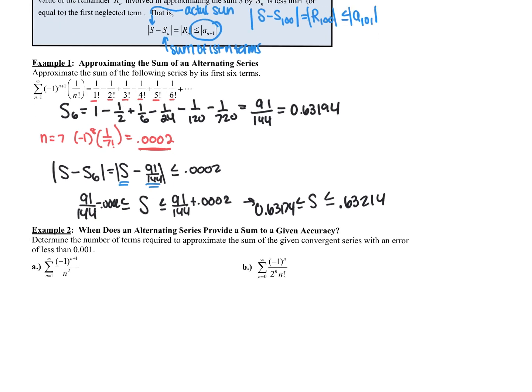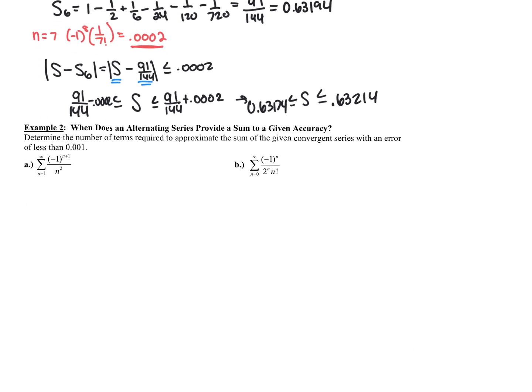Okay, so now let's look at another similar type of question here. We might sometimes want to know, okay, how many terms do we need to use to approximate the sum with a particular error? Okay, so in this case, we're going to look at our error being less than 0.001. Some sums get really, really small really fast, so you may only need a few terms. Some take a long time to get there, so you may need a lot.